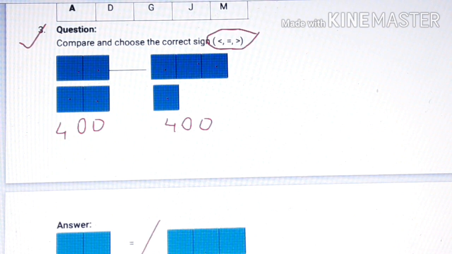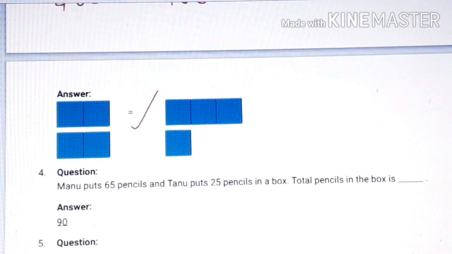Okay. Some of you counted both of these separately. So some of you made this mistake that you marked this as greater than. So this is wrong. Okay. The correct answer is equal to.